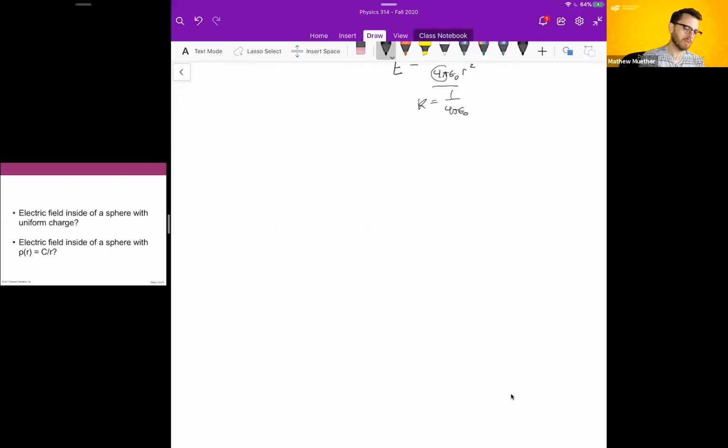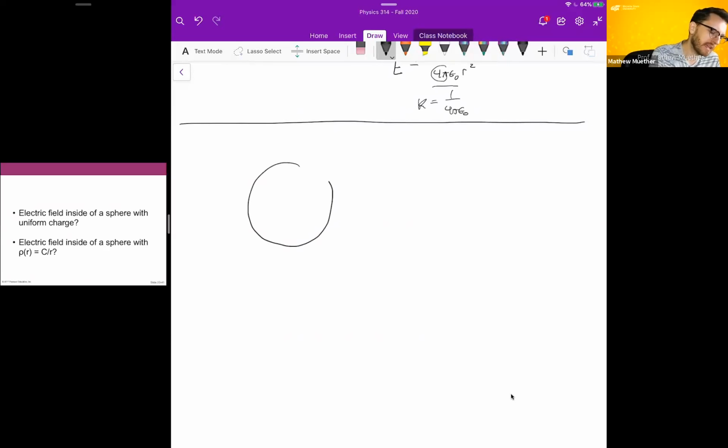Okay. So let's try to do this one. What is the electric field inside of a sphere with uniform charge? So let's draw a picture again. I basically have the same setup. I have a sphere with radius R, and it has a total charge that we'll call Q total. And now I want to look at some position inside of this sphere, at radius little r. Now little r is going to be less than the radius of that larger sphere. And I want to calculate the electric field at that point.